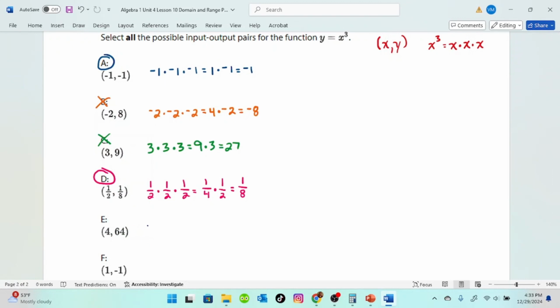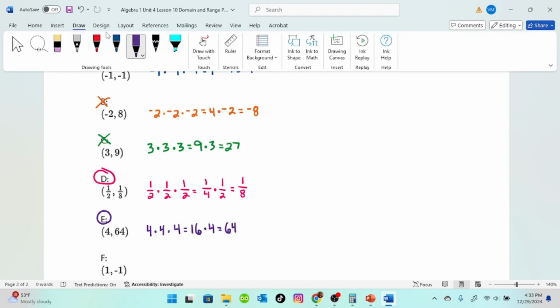Choice E. We're going to have 4 times 4 times 4. 4 times 4 is 16. And 16 times 4 is 64. That matches the y value in E, so E is a possible input-output pair.